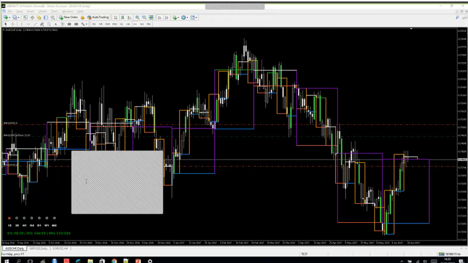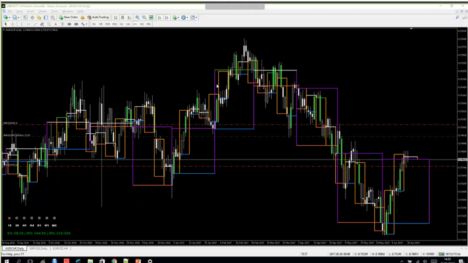Al is asking, what are those colors? Well, the colors simply tell me some information about the time frames. The purple is the monthly, the orange is the weekly, the red is the daily, blue is the 4 hour, and the white is the hourly, and so on all the way down to the 1 minute chart.